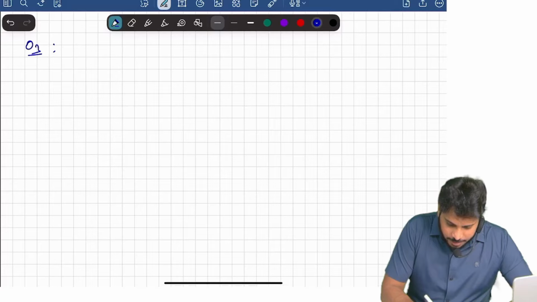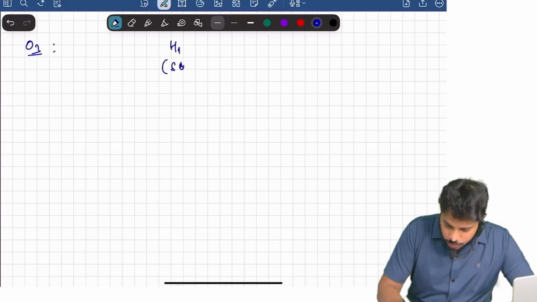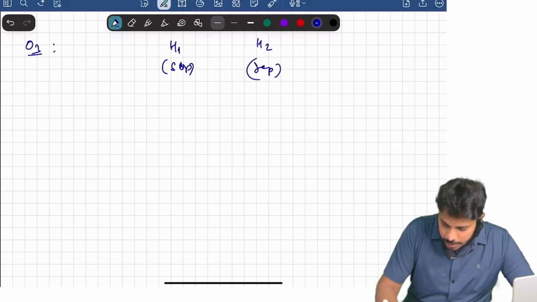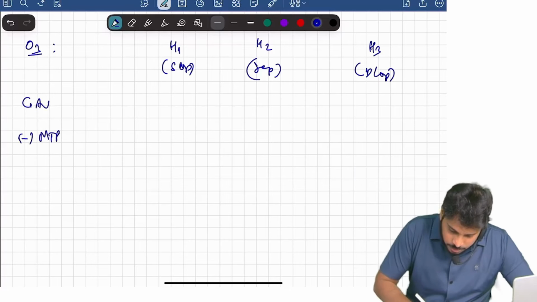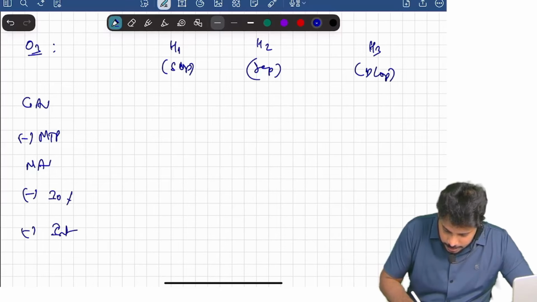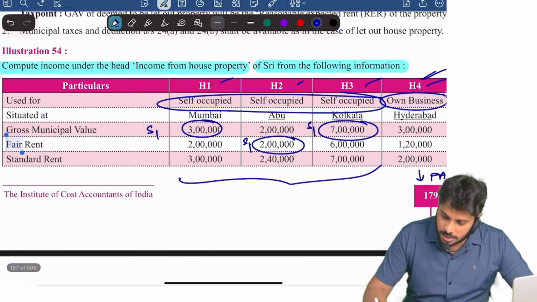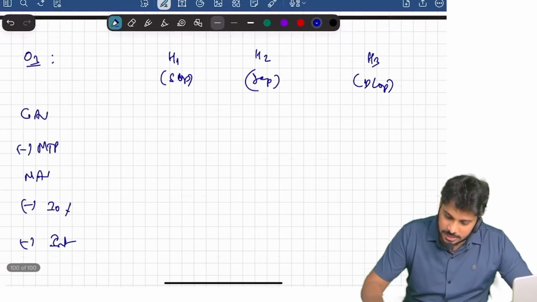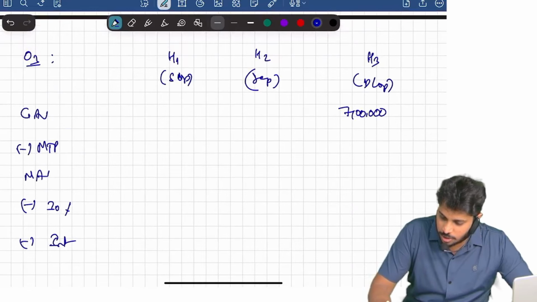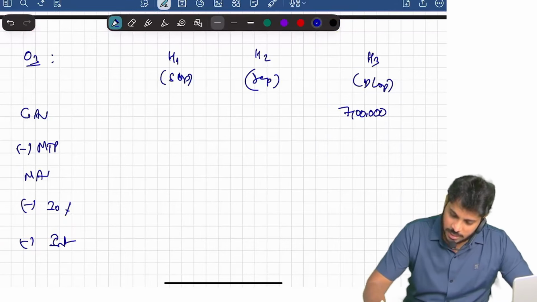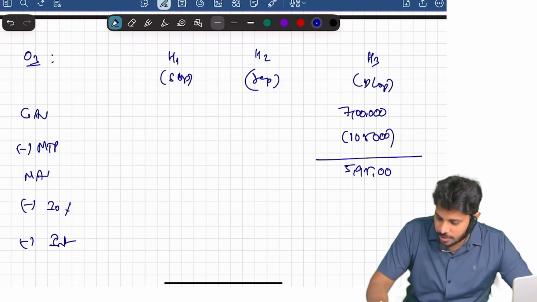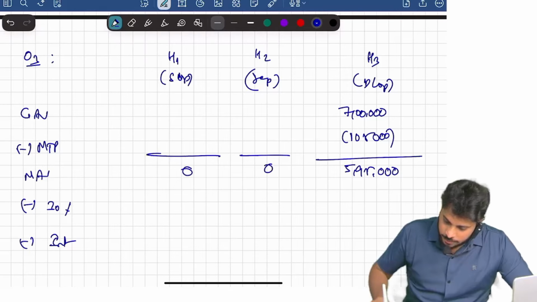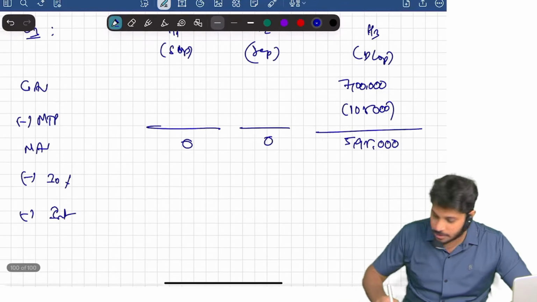Now option number 3. Okay, house 1 SOP, house 2 SOP, house 3 DLOP. Gross annual value minus municipal taxes paid, net annual value minus 30% of NAV minus interest. So house number 3, what is the amount we thought? 7 lakhs we thought as step number 1. Correct? Now municipal taxes paid is 1,05,000. So the answer is 5,95,000. Net annual value 5,95,000.